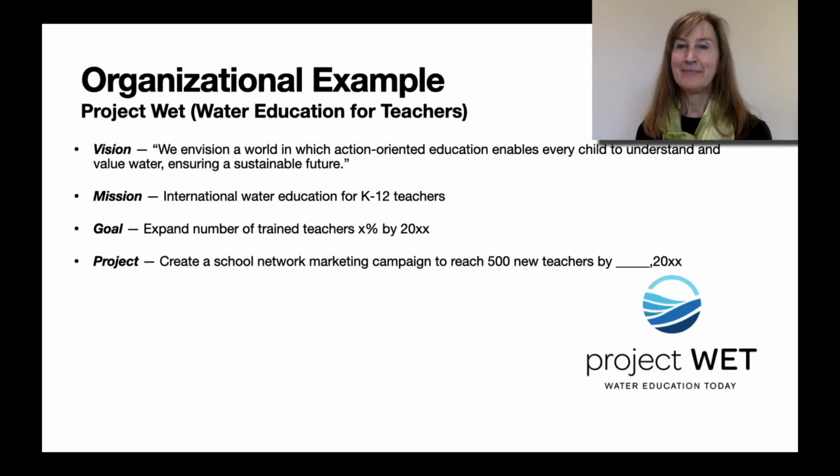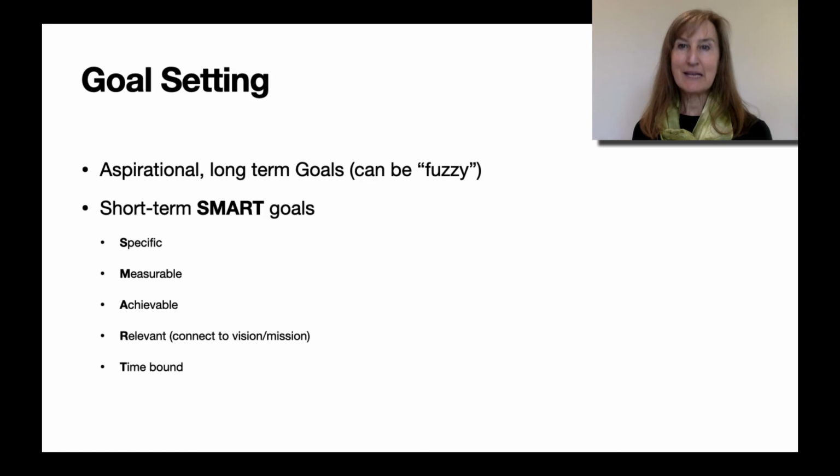When someone asks you to set goals, you can set aspirational goals, like the number of teachers that you want to reach around the world. And that can be a little more fuzzy. Short-term goals should be SMART. And this, again, is a very standard framework. SMART stands for specific, measurable, if it's achievable, if the goal is relevant, and if it connects to your vision and mission, or that would be relevant, and if it's bound by time.